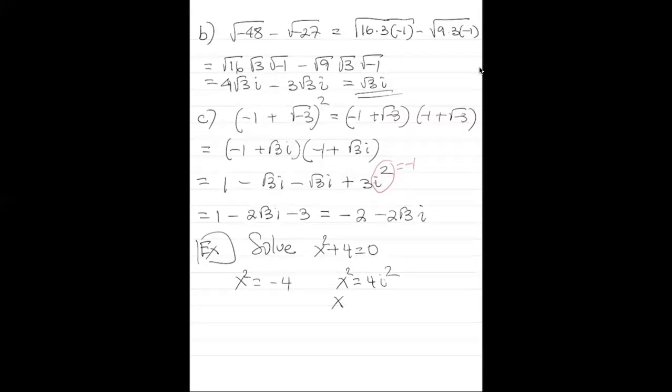So square root both sides. Let me write this again. I have x squared equals 4 i squared. I'm going to square root both sides. And when we do that, we always do plus minus. So we have x equals plus or minus 2i. So two solutions, two complex solutions of the equation. And this concludes this video.